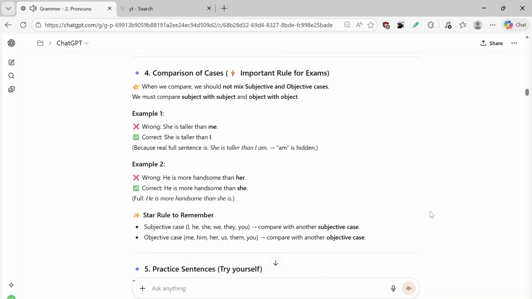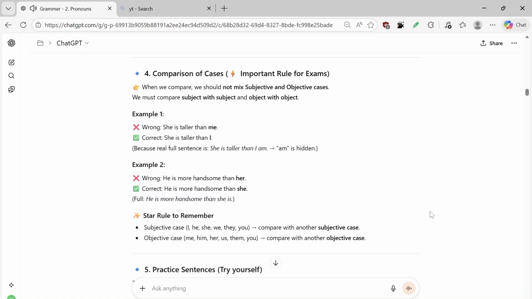Correct, she is taller than I, because the real full sentence is, she is taller than I am. Am is hidden. Wrong, he is more handsome than her. Correct, he is more handsome than she. Full, he is more handsome than she is. Star rule to remember. Subjective case: I, he, she, we, they, you.